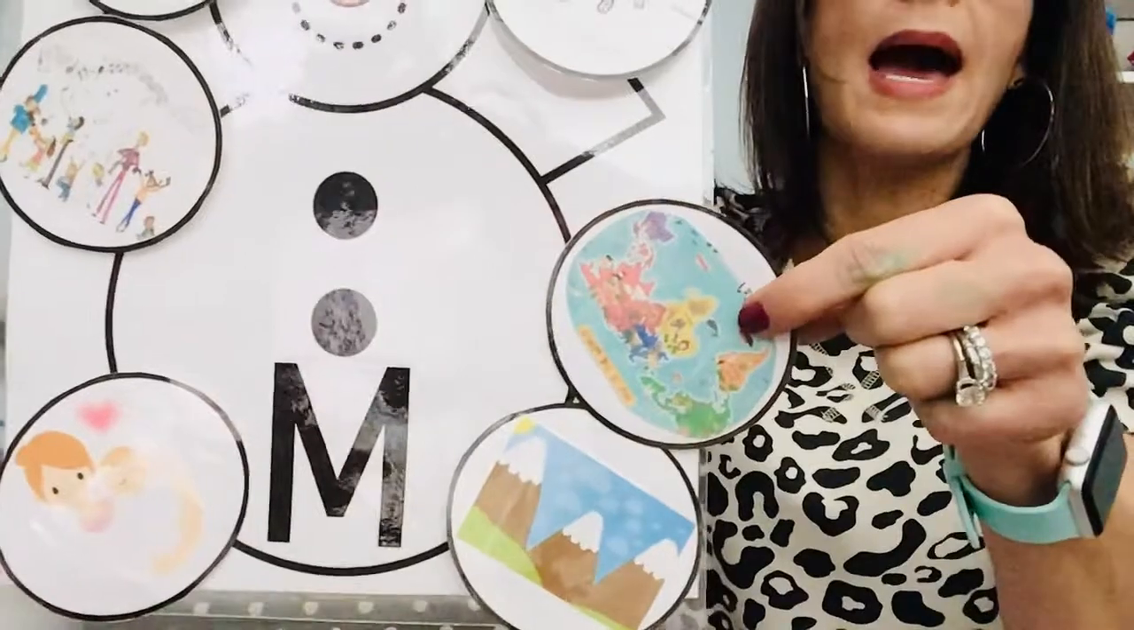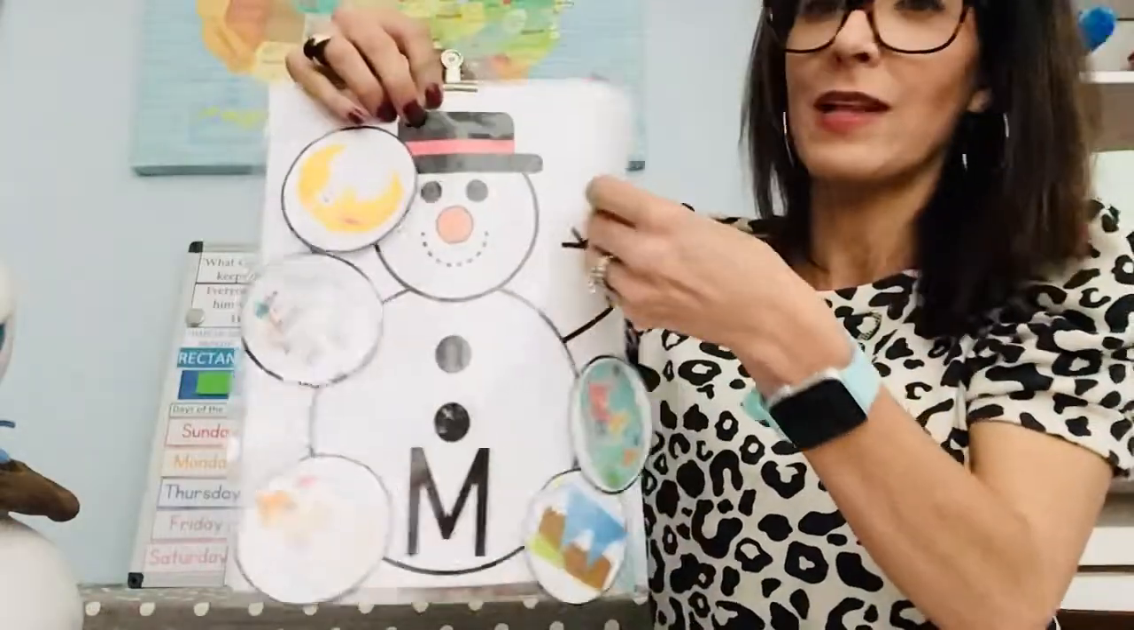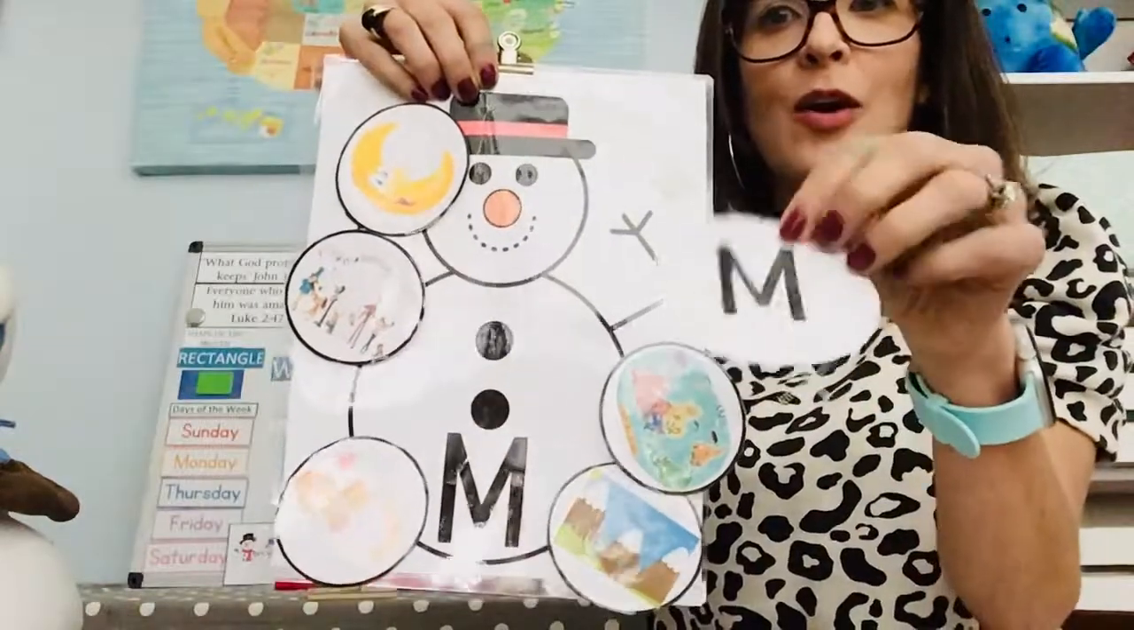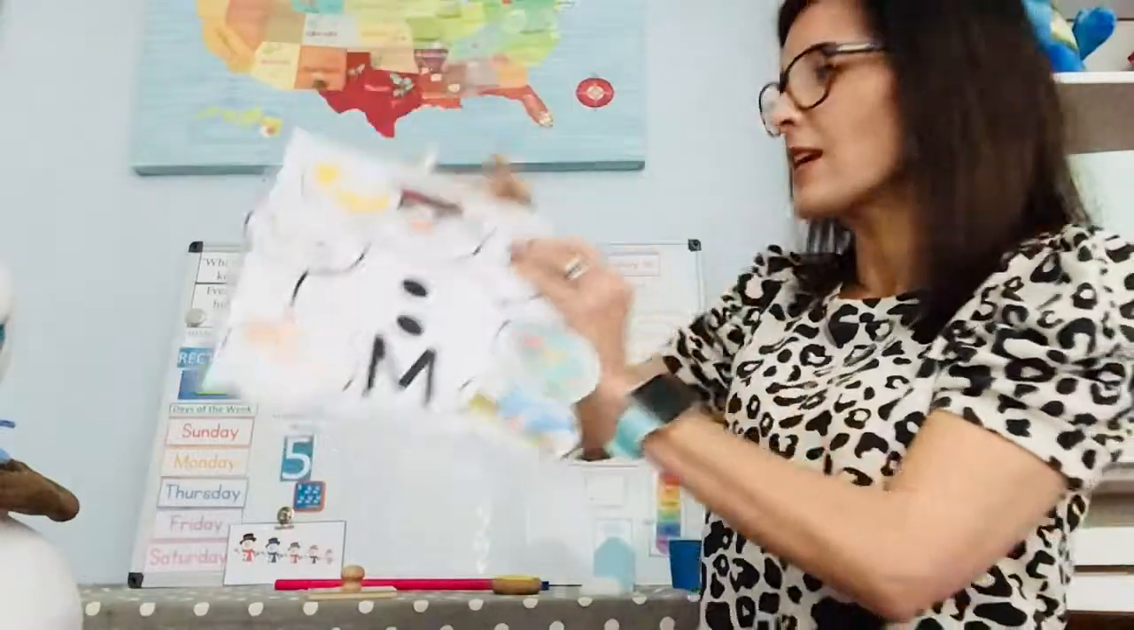So we had moon and music and mama and mountains with white snow. We had map and a mouse. And you remembered my little snowballs that you guys would help me put on. So that was the letter M.